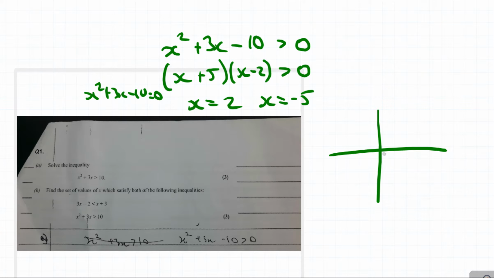From here we draw a quick sketch. So we show that it crosses when it's at 2 and at minus 5. And the reason why we draw the sketch is so that we can visualize our situation, and then we can do the next step a bit easier.